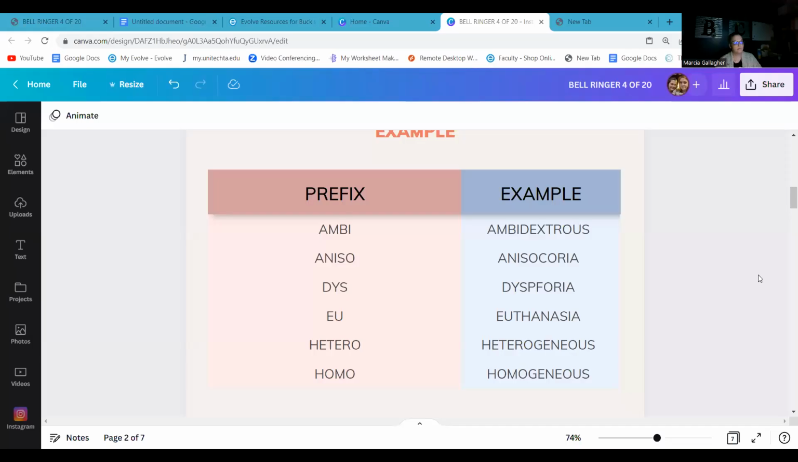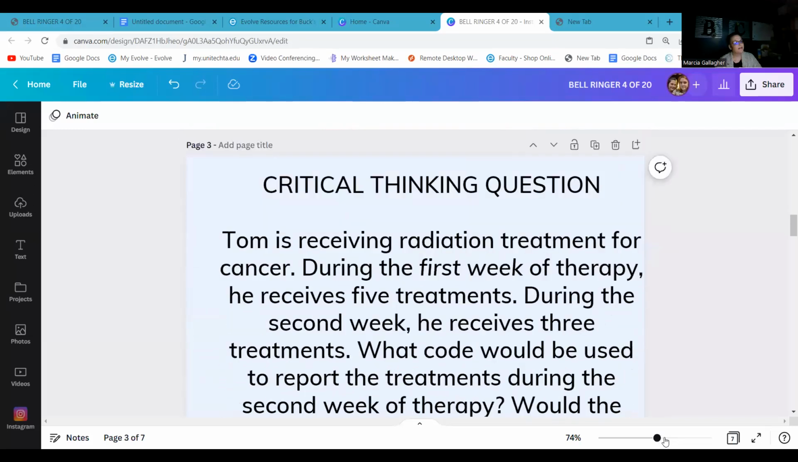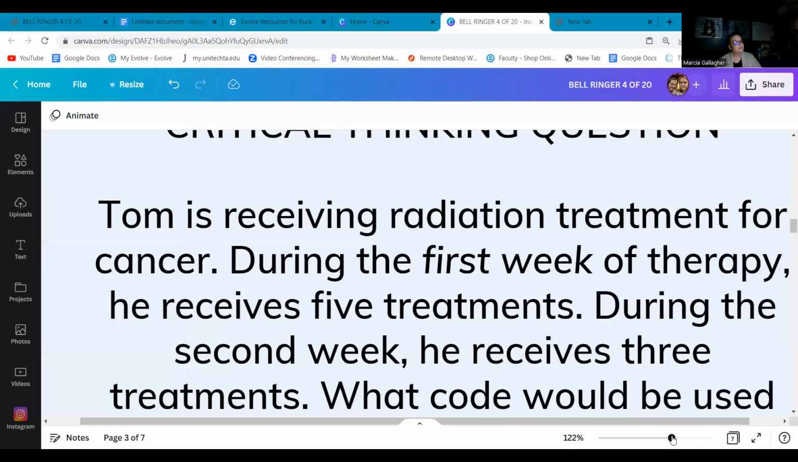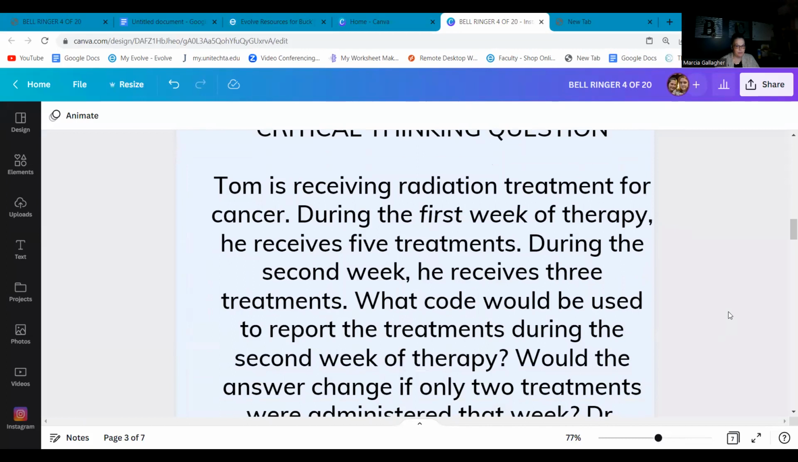All right, so the next thing that we're going to do is a critical thinking question. And I'm not just going to speak it, I'm going to actually put it up so we can read it together. Okay, we're going to make it a little bit bigger here. Maybe not that big. There we go. The critical thinking question. Okay, we're going to take it slow and we're going to kind of think it through.